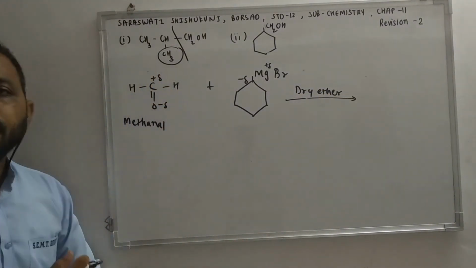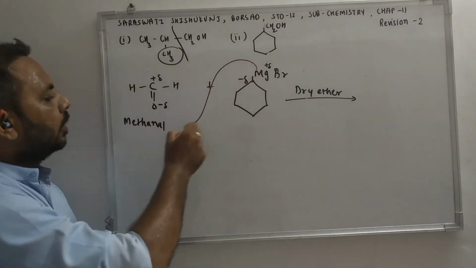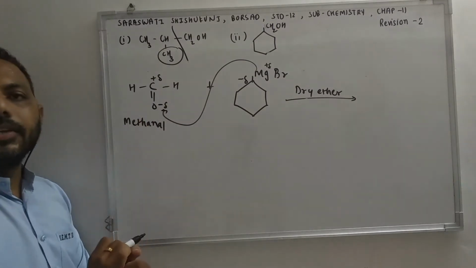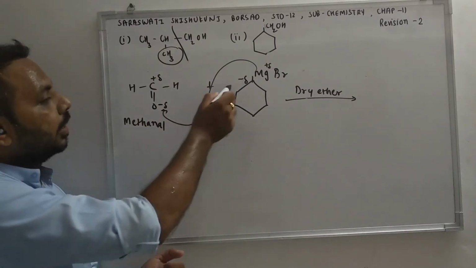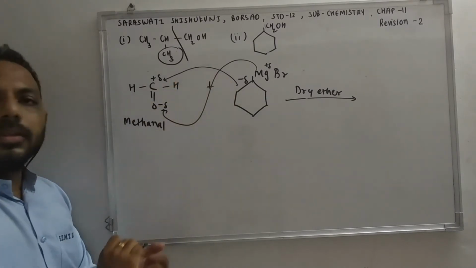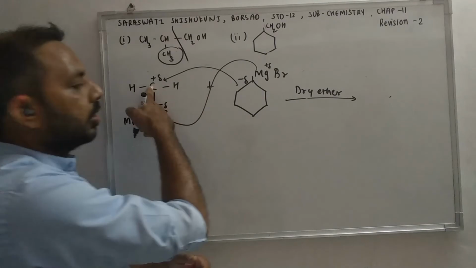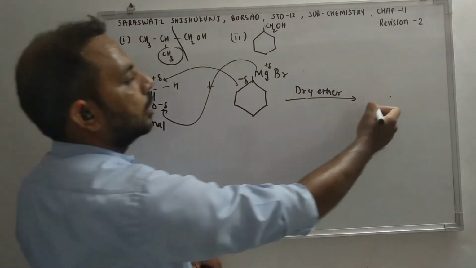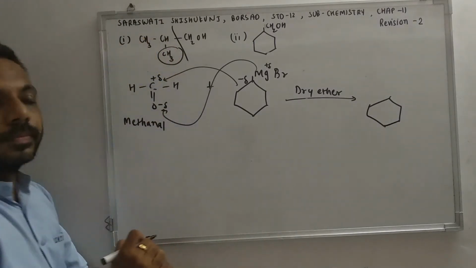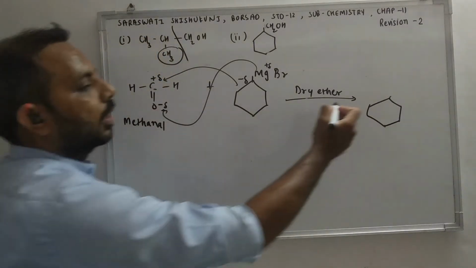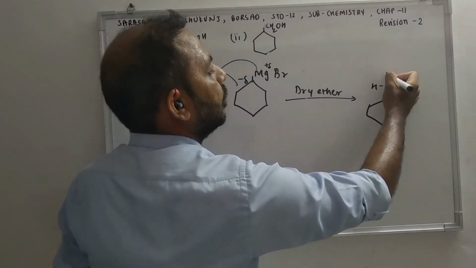So dry ether is there. Now this Mg plus will attack this oxygen which is negatively charged, and this negatively charged cyclohexane ring will attack this carbon. So the product will look like this. This is positively charged and this is negatively charged.